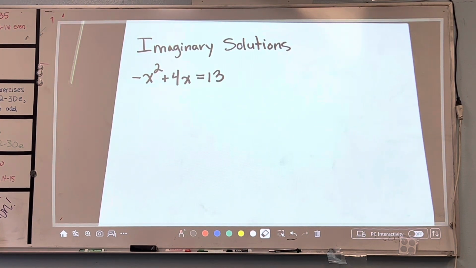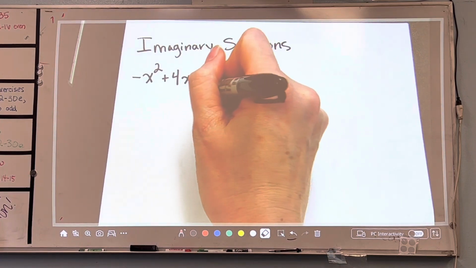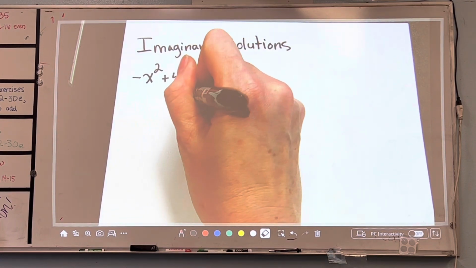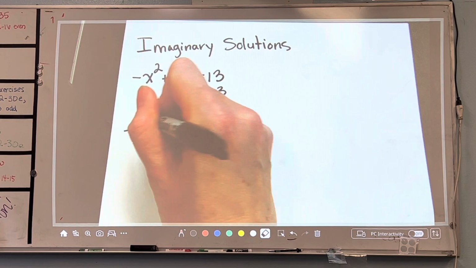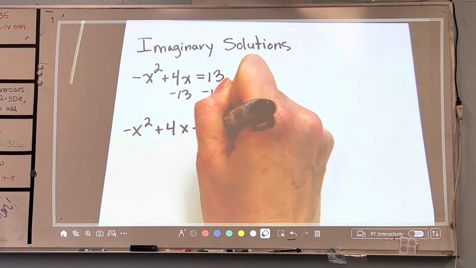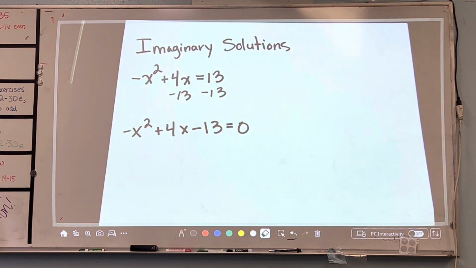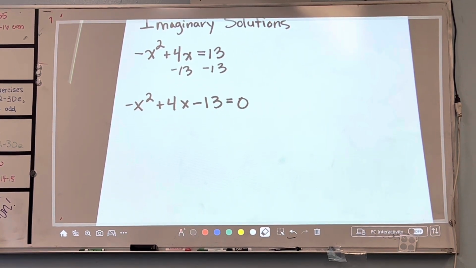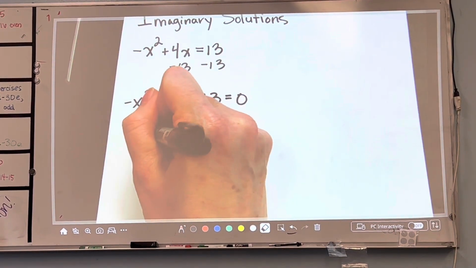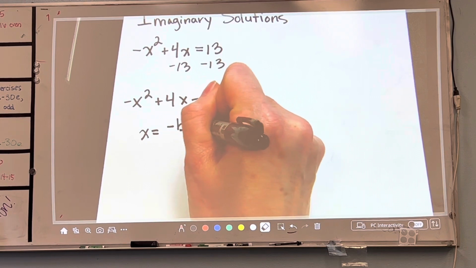Okay, so what is the first thing we always have to do before we can use the quadratic formula? Gotta put it where it equals 0. Yes, good job. So that means we would have to subtract 13 and move it over here. So we have negative x squared plus 4x minus 13 equals 0. And now do the x equals negative b.